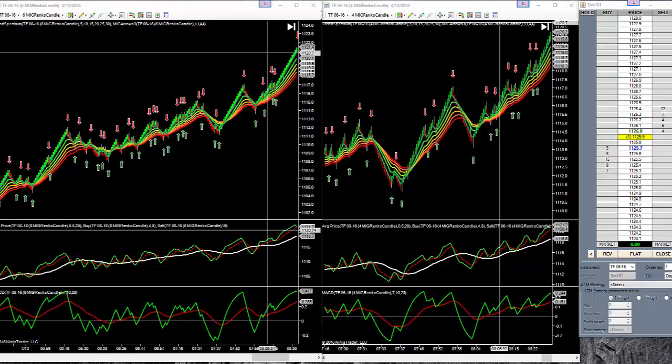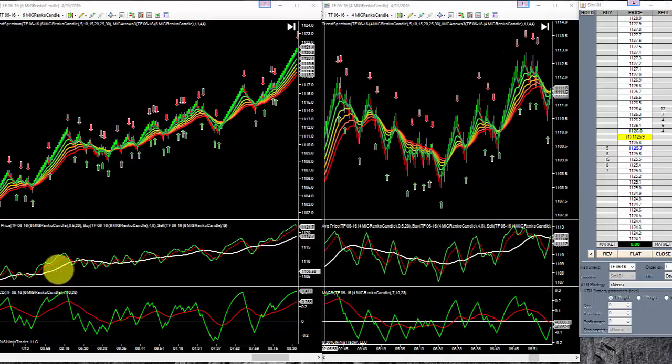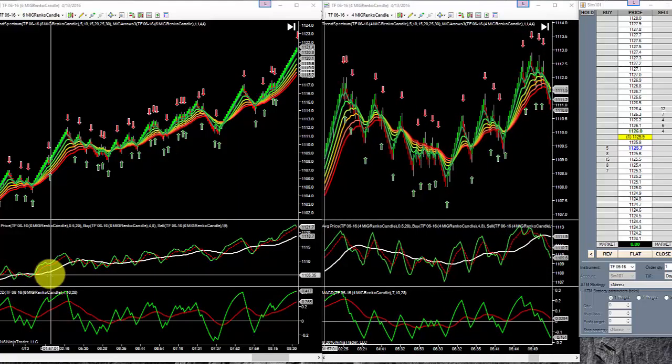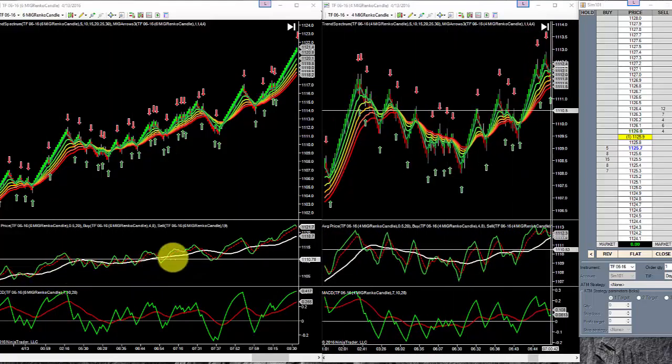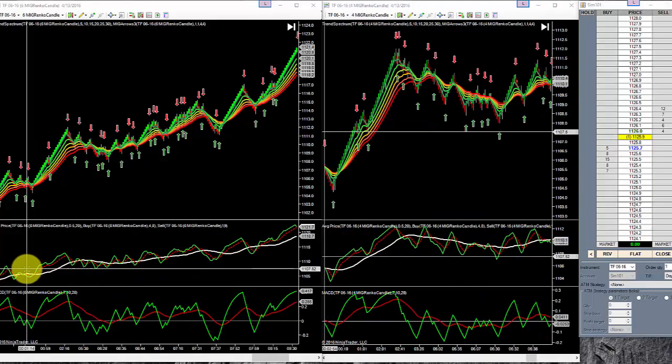Remember, we have the arrows pointing at every pivot point. We have the trend spectrum, which is telling you what direction the market is going in, okay? And we also have our buy and sell signals off both these indicators down here. And remember our average price, okay? So let's take a swing at this if we can.